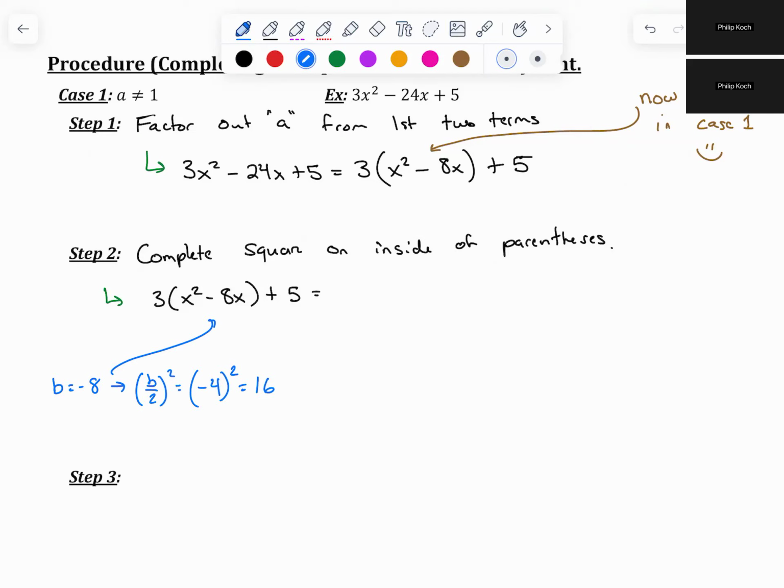So this will be 3 times parentheses x squared minus 8x. Then we're going to add and subtract the b term, like the b over 2 squared. So add 16, subtract 16. Always add and then subtract in this context. And then don't forget about your plus 5 on the outside.